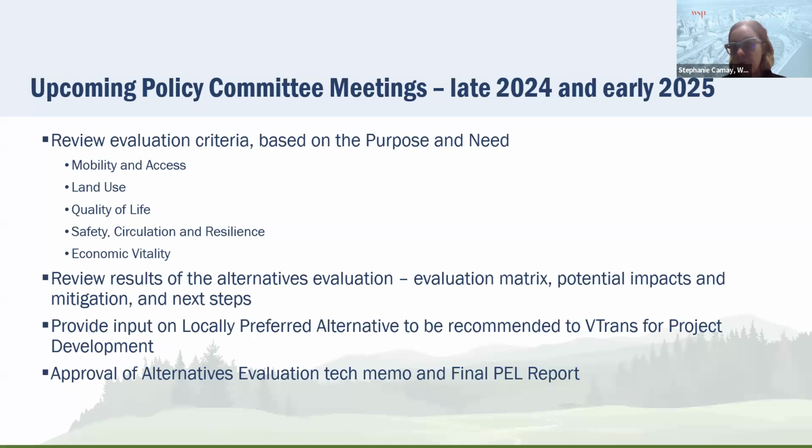We will be looking for you to provide input on a locally preferred alternative. So we'll present the results to you, but we want to hear from you. What is the recommendation that you would like to bring forward to VTrans for further project development? And then we'll also be looking for approval of the future tech memo. So that would be a tech memo describing the alternatives evaluation, the criteria, the evaluation metrics, matrix that I mentioned, potential impacts, potential mitigation, and next steps. We will be looking for a recommendation and a review of the implementation plan, and then an approval of the final PEL report.